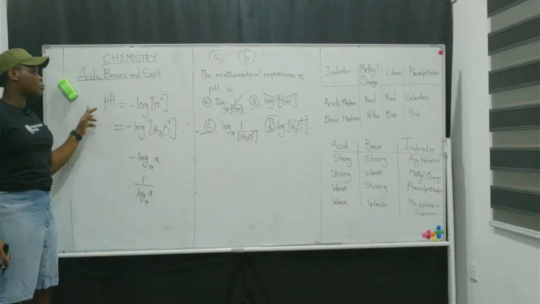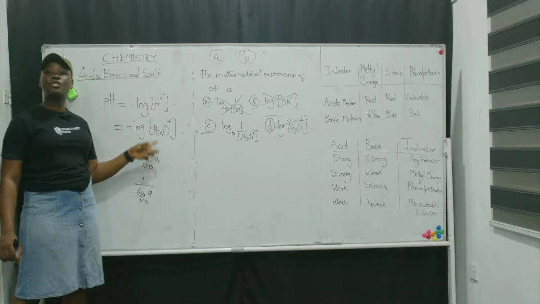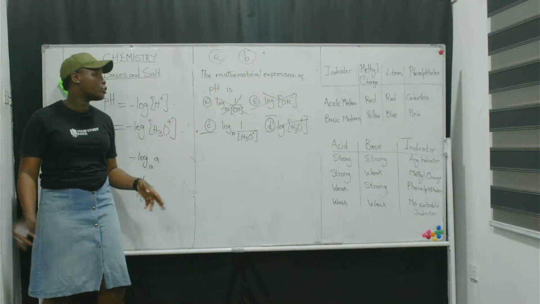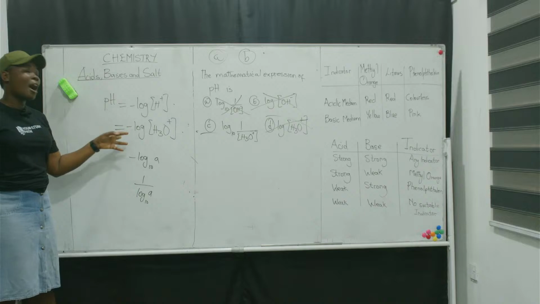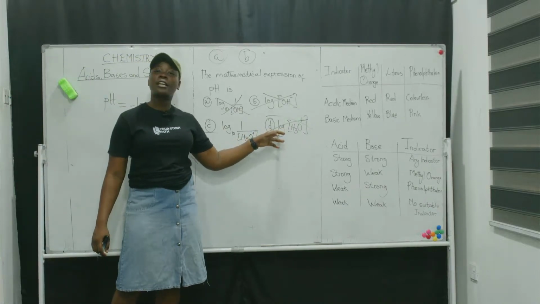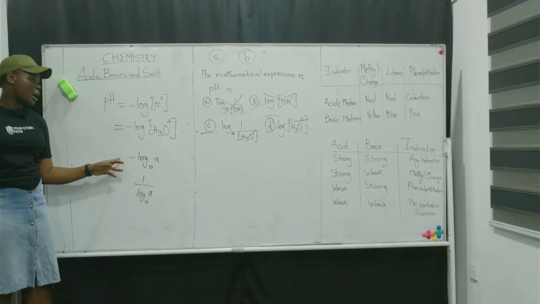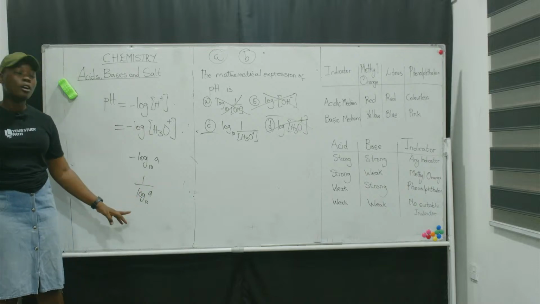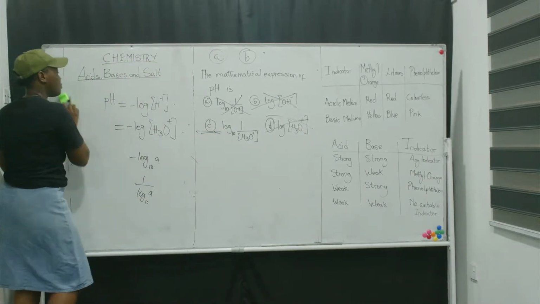I said pH is for hydrogen, so you can use any of these two. OH is out of it because you're not told to calculate out of OH. And we have to expect this negative sign, so D is not the answer. Based on the law of indices, negative log can be 1 over that log. And so option C is our answer.